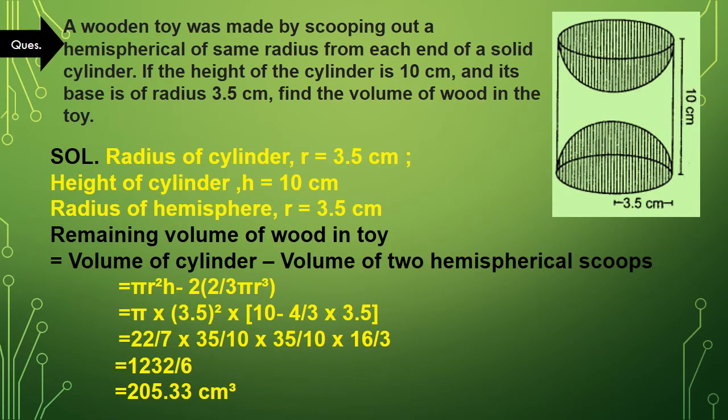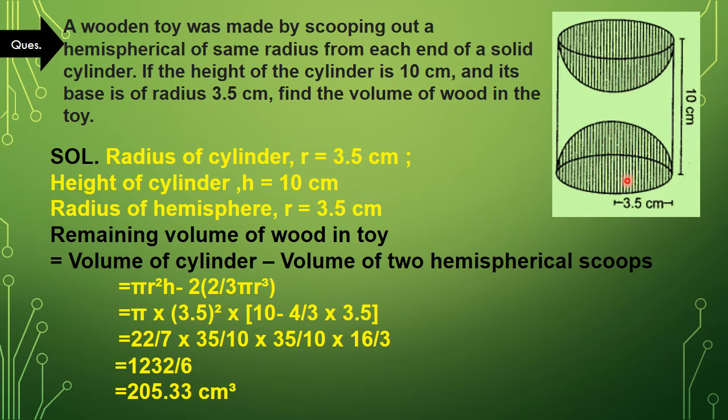Now see one question based on this. A wooden toy is made by scooping out a hemisphere of the same radius from each end of a solid cylinder. So what we have done, we have just scooped out. Fine. The height of the cylinder is 10 centimeter, and the radius is given as 3.5 centimeter. We have to calculate the volume of wood in the toy.